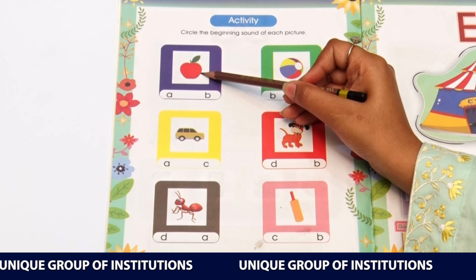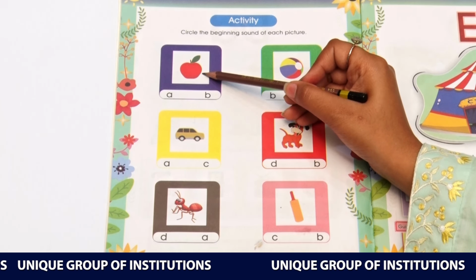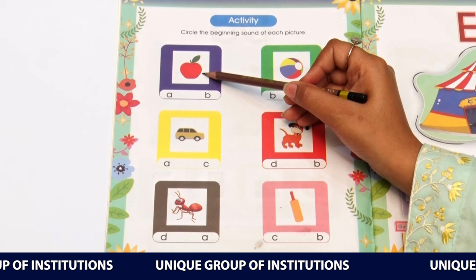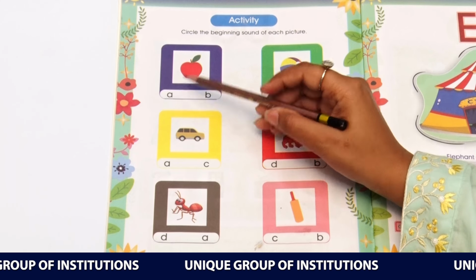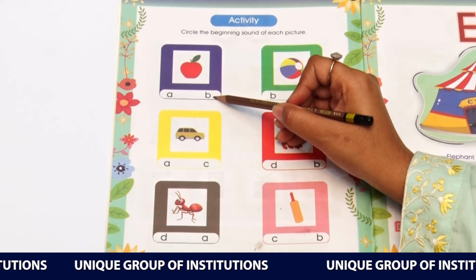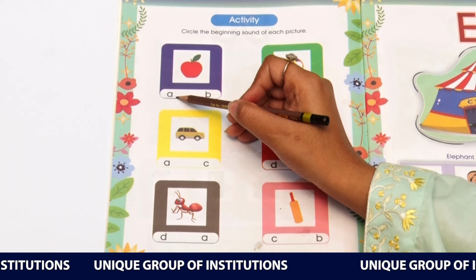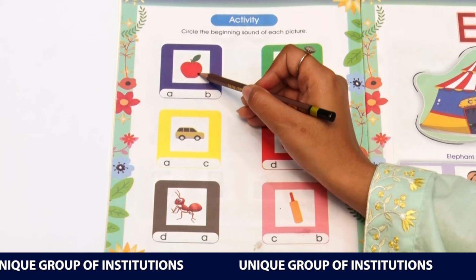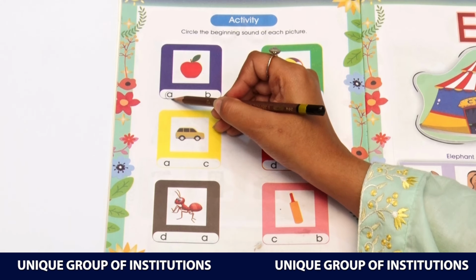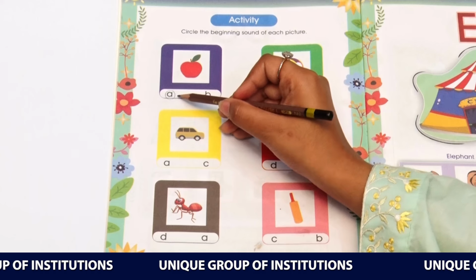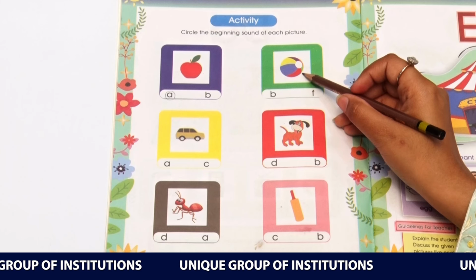This is a picture of an apple. Apple. A. The beginning sound is A. So, we know that the letter A makes the sound A and the letter B makes the sound B. So, we will go with A, because apple's beginning sound is A. We have to circle it. A. Apple.